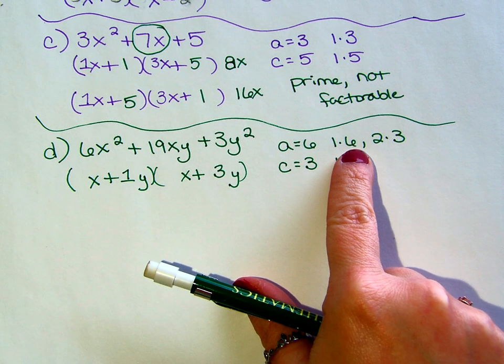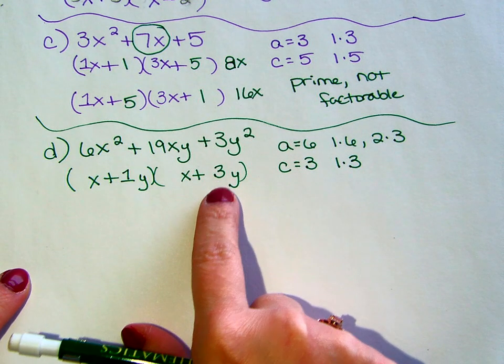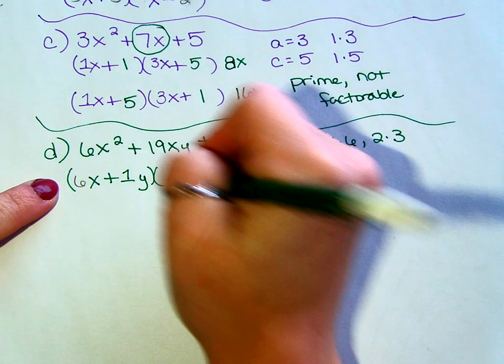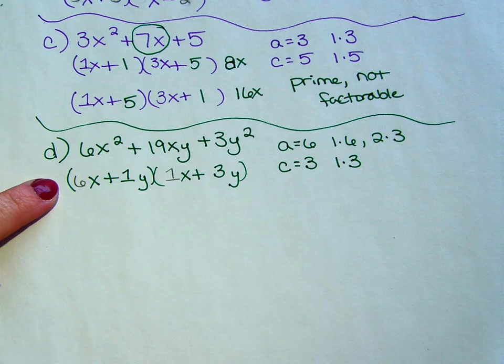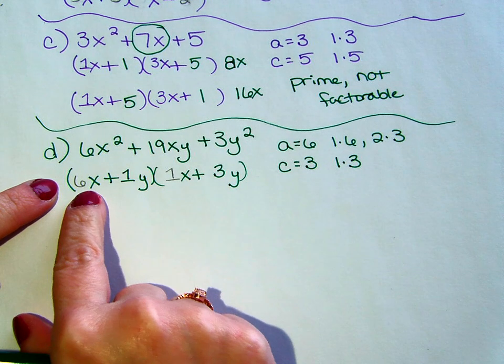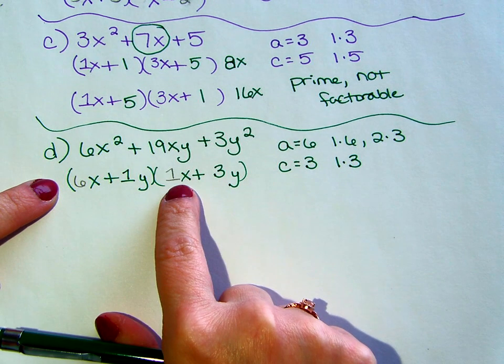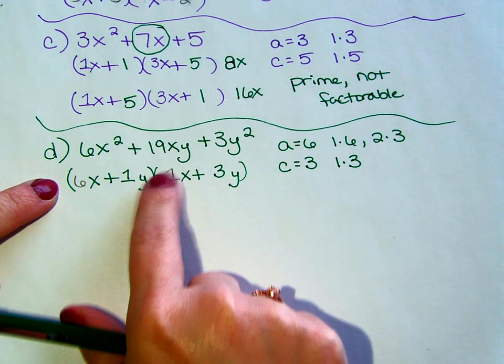So 3y is going to be multiplied by this one. So I'm going to put the 6 out here, and I'm going to put the 1 in here. Because when I do my outer, 6 times 3 is 18. Inner, 1 times 1 is 1. 18 and 1 does give me the 19.